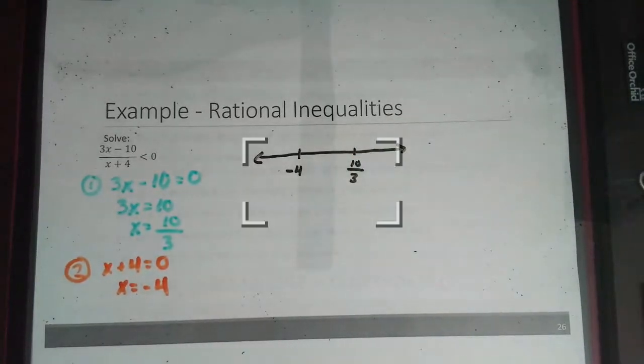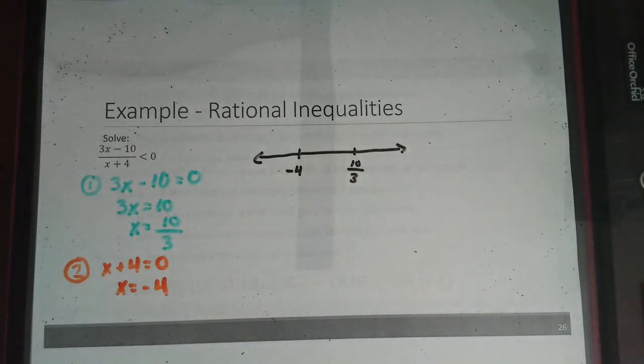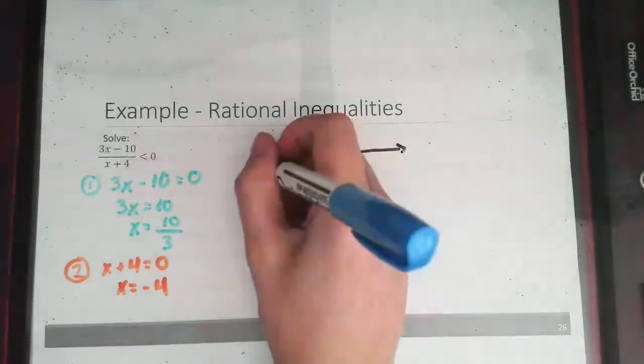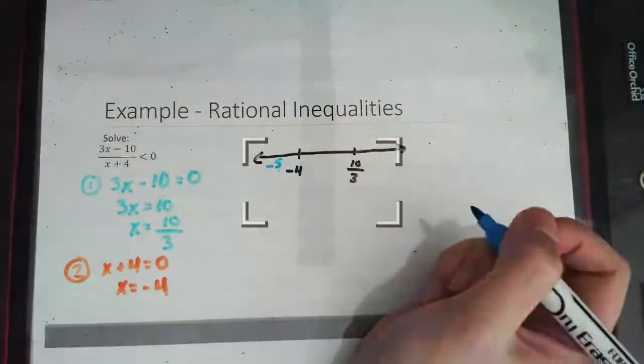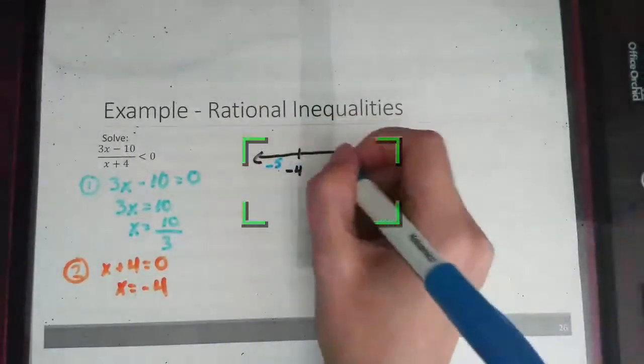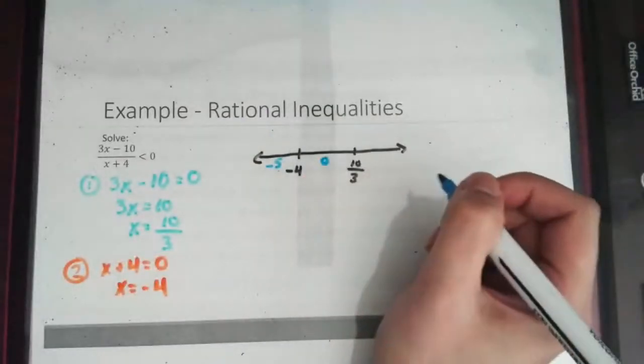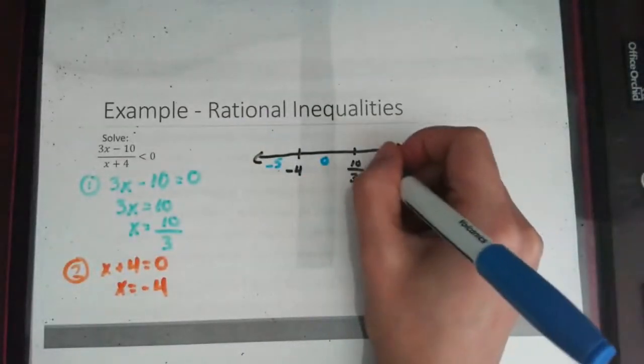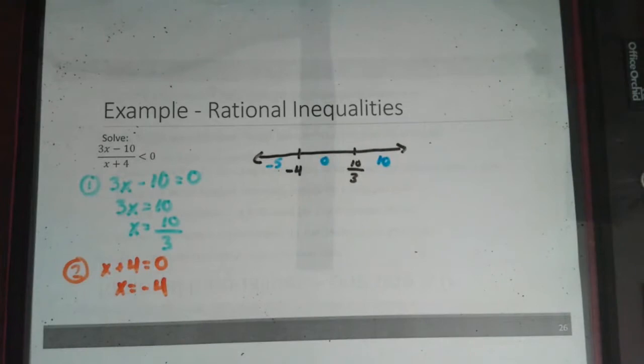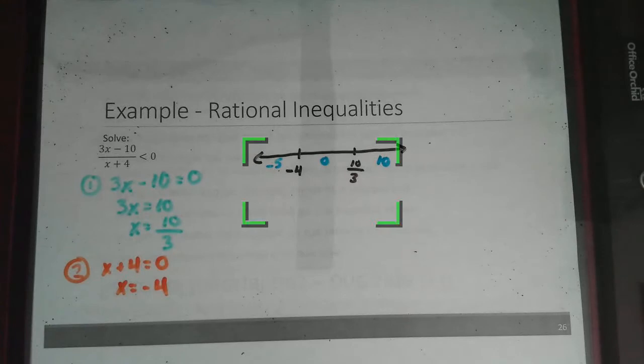And now I need my test values. And like I said, this is very similar to when we did it with quadratic inequalities. So something less than -4 could be, say, -5. Something between -4 and 10/3 could be 0. And something bigger than 10/3, maybe 10. Your test values don't have to be the same as mine. As long as they're in the interval, it's good to go.